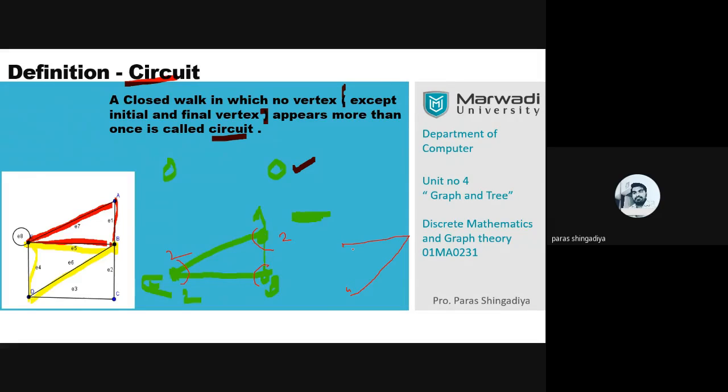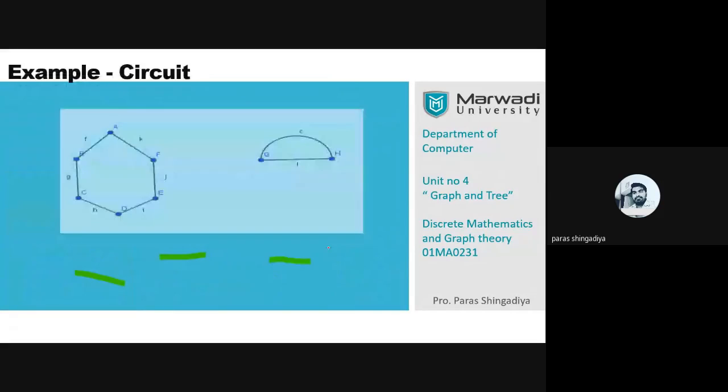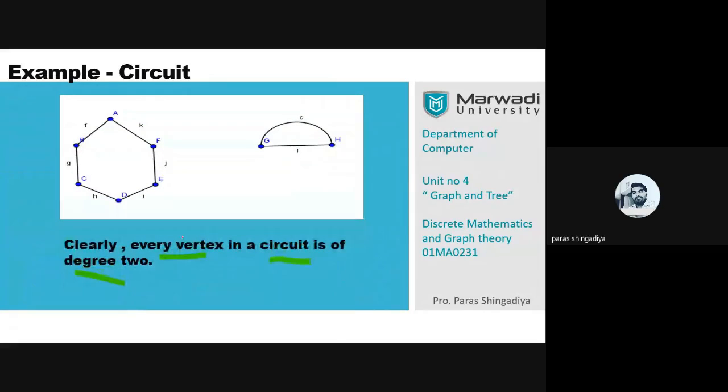Clear? So that is this triangle. And what is the degree of each vertex? All have degree 2. Clear? So that is the meaning of this line. In this circuit example, every vertex is of degree 2.